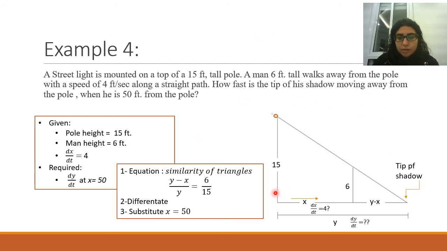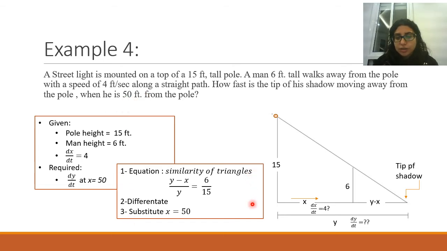Moving from the pole. So we are comparing between the pole and the tip of his shadow. So we are talking about the distance y. So here are the givens: the pole height, the man height, the rate of change of x with respect to t, and we want dy by dt at x equals 50 feet.